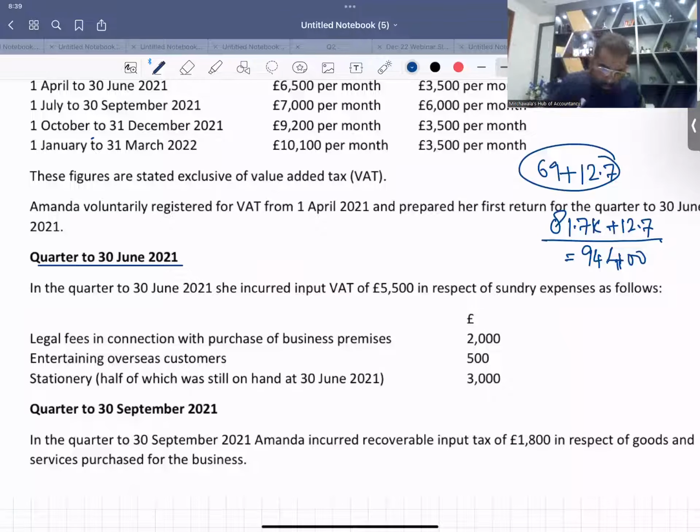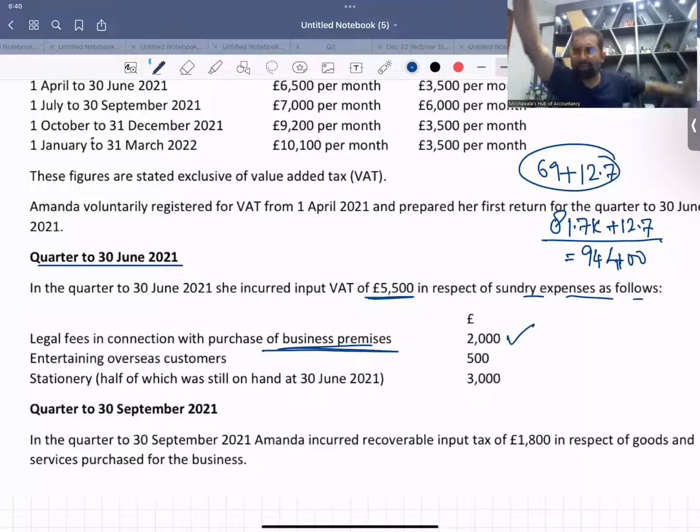In the quarter ended 30th June, she incurred input VAT in respect of sundry expenses as follows. Legal fees in connection with purchase of business premises. Let me make you very clear. For VAT purposes, there is no difference between capital and revenue expenditure. Whether you do revenue expenditure or capital expenditure, you will easily get VAT refund. Whatever expenditure you do, you can claim input VAT.